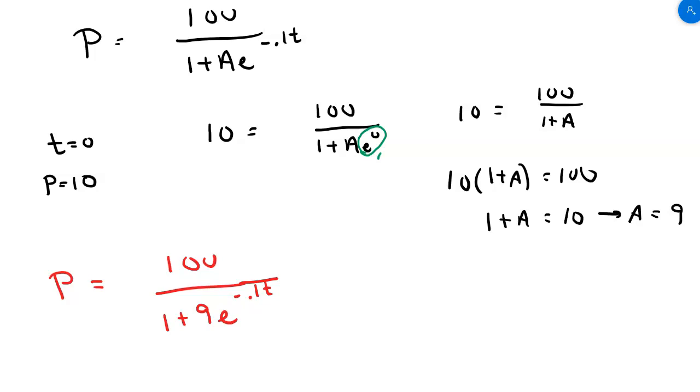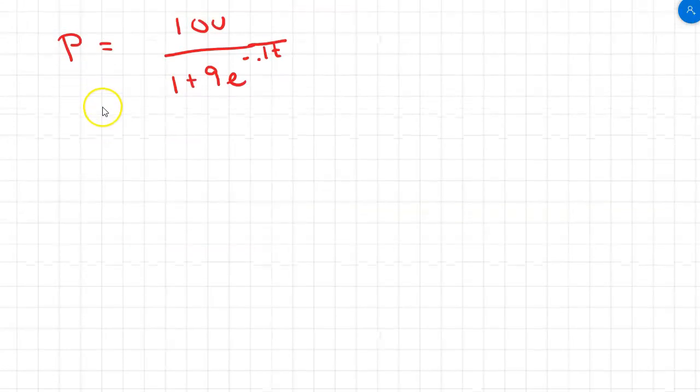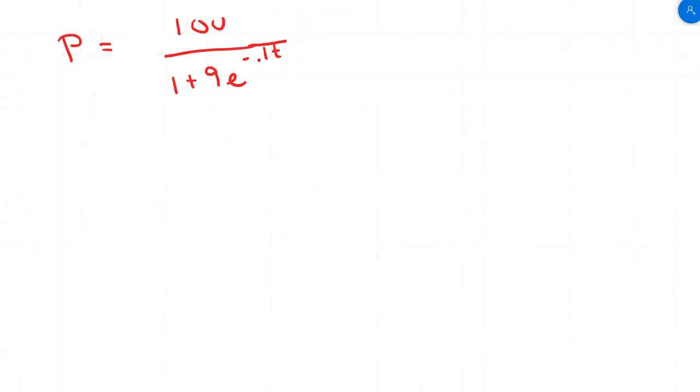The second part now asks me how to figure out how long it's going to be until I've reached 50 bears. Now, you realize that 50 bears is half the carrying capacity, and that will come up with more significance in a second. So 50 bears is half the carrying capacity.